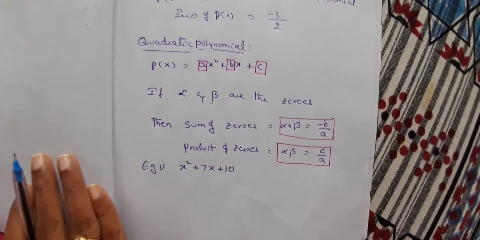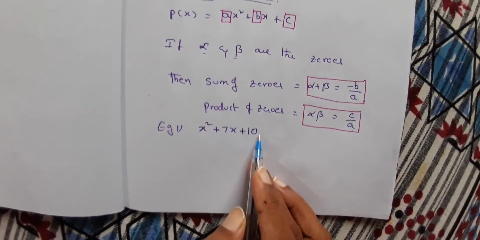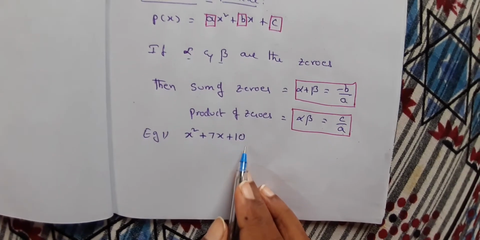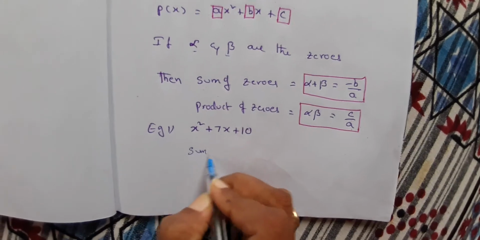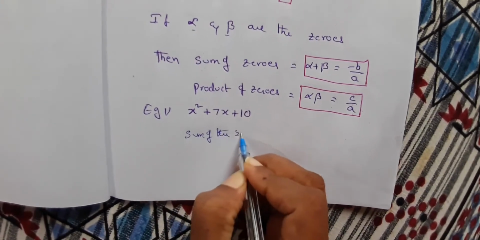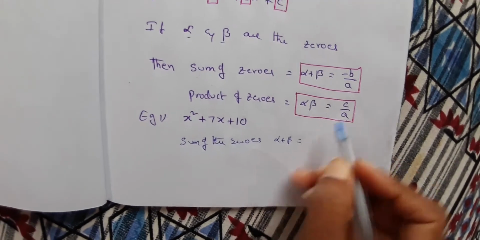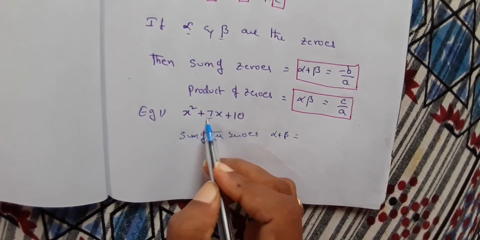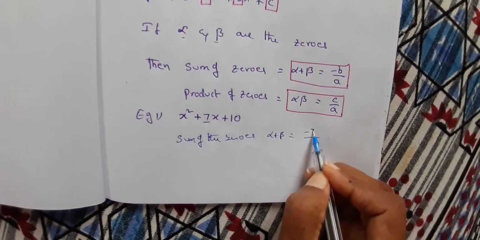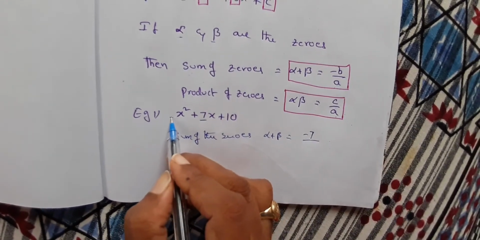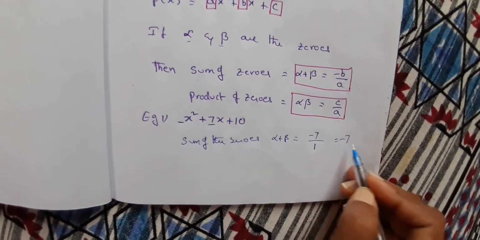Let us do an example and then solve the things. Right, so x square plus 7x plus 10. Suppose the problem asks to find out the sum of the zeros, alpha plus beta is equal to minus b by a. So this is b, so minus 7 by a. This is a. What is the coefficient of x square? 1. So that is equal to minus 7.